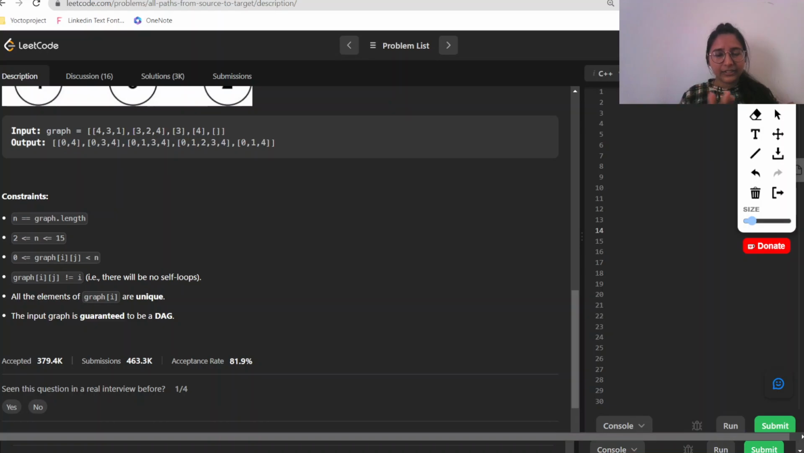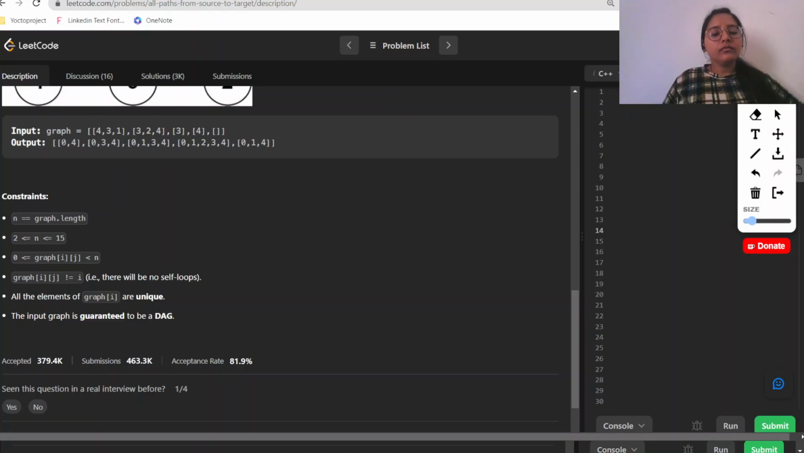Now let us first see the constraints, then we will go ahead with the intuition part. Here n equals graph dot length, and n lies between 2 and 15. That is, the length of the graph would be up to 15, meaning total nodes could be 15. Then graph of i j can only be one of the n nodes. Graph of i j is not equal to i, that is, there will be no self loop. All elements of graph of i are unique. And the input graph is guaranteed to be a DAG, meaning there are no cyclic paths. It would always be acyclic. That is what they want to convey to us.